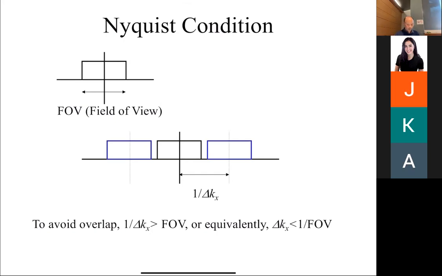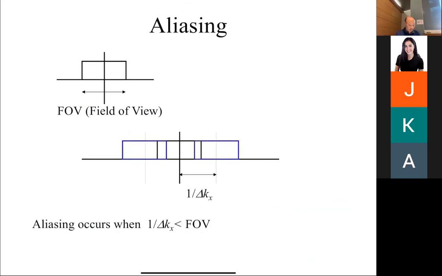Okay. So to avoid overlap, we simply want 1 over delta k greater than the field of view, or equivalently, delta k has to be less than 1 over the field of view. Okay. So this is sort of the design thing you'll want. And in all your problems, and generally in the field, what we just do is we just set it equal. Okay, so the design rule is just set it equal to 1 over field of view. All right. And if you don't, then you get what's called aliasing.